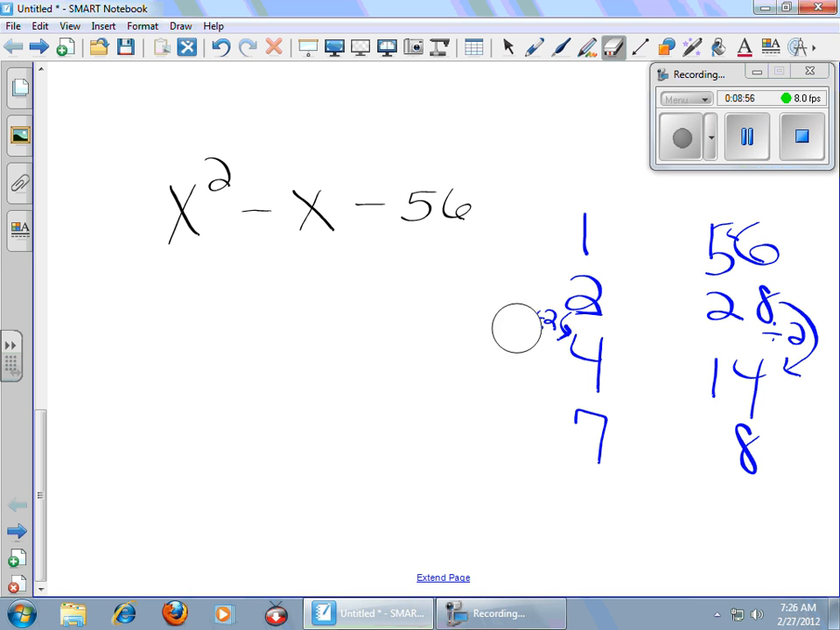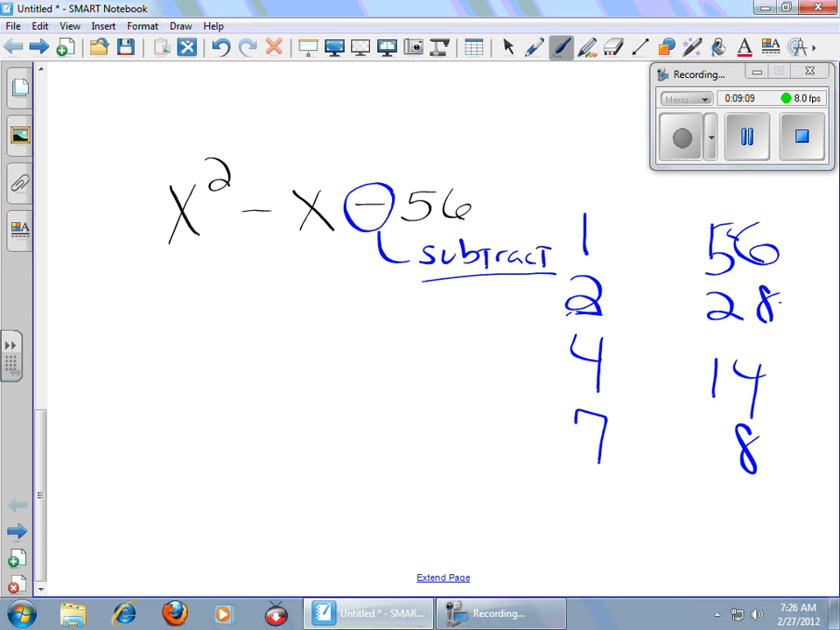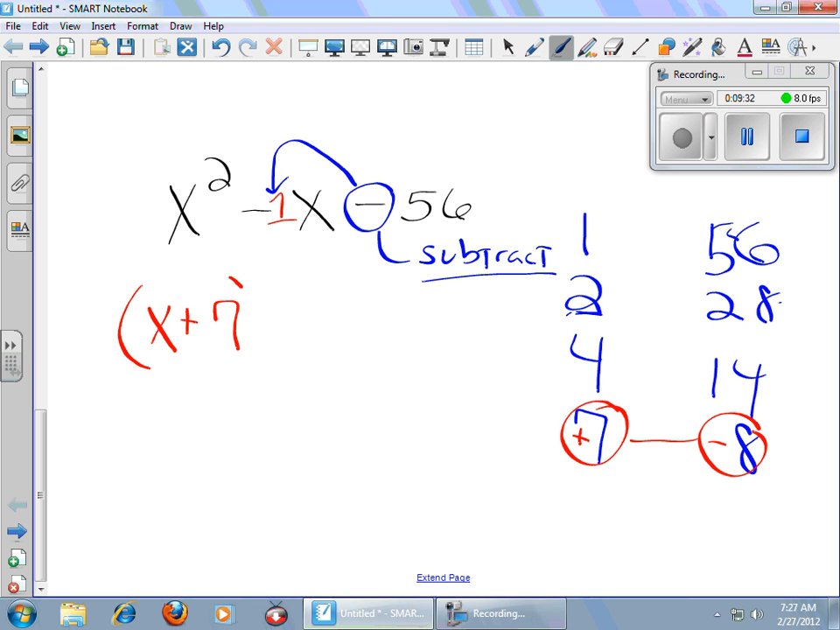All right, so now, because that third sign is negative, I'm going to be subtracting. Remember I said that earlier? Subtract. Okay. I need to subtract 2 factors of 56 to get an answer of negative 1. Some of you are thinking, how do I get a negative x? You're not getting a negative x, silly. You're getting a negative 1. Well, what about a negative 8 and a positive 7? What about that? Yep, I think that would be negative 1. So here's how we factor. We can go x plus 7 as a quantity and x minus 8 as a quantity, and we are done. All right, this is the trinomial method.